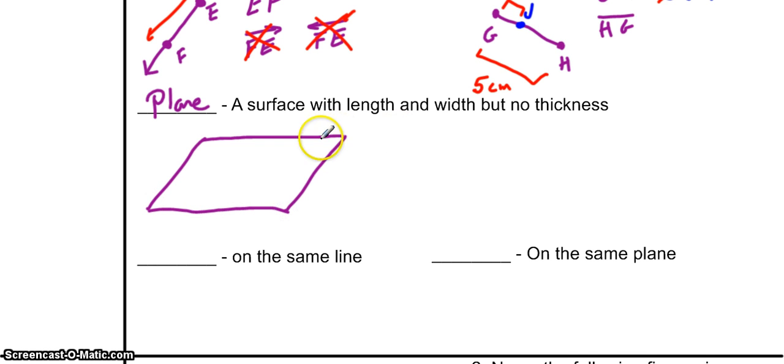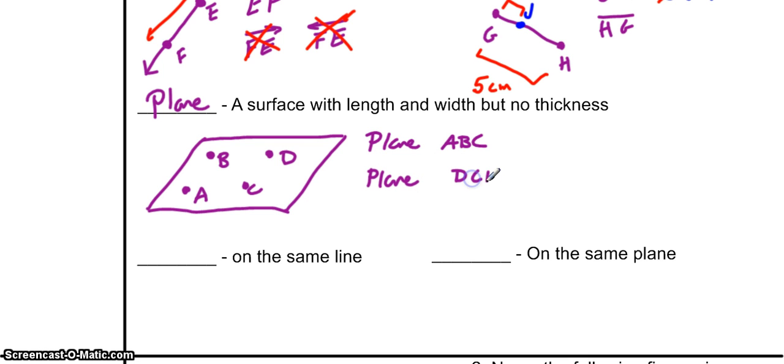Okay. And whenever we go to notate a plane, we're going to use at least 3 points. I'm going to put 4 on here for now, but we'll have to have at least 3. We'll call this A, B, C, and D. Remember, points, just 1 point. Lines need 2 points, but planes are going to need at least 3. So I could call this plane A, B, C. Or I could call this plane D, C, B, as long as I've got 3 points in there.